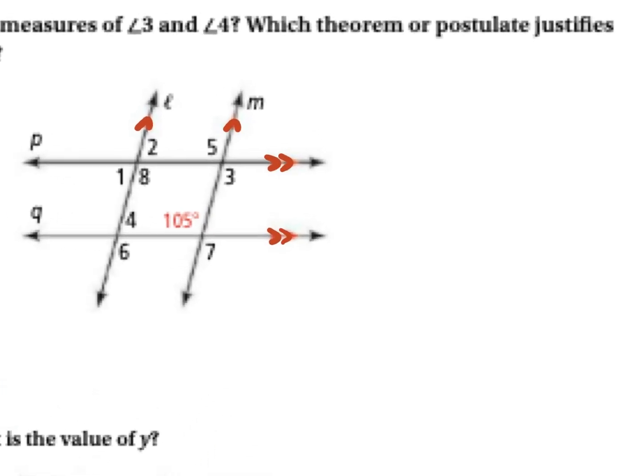So if you look at this picture, this angle is given to us. This is 105 degrees. So if we're trying to find angle 3, this angle here is what type of angle with this 105? Tell your neighbor. What type of angles are the 105 and the angle 3?